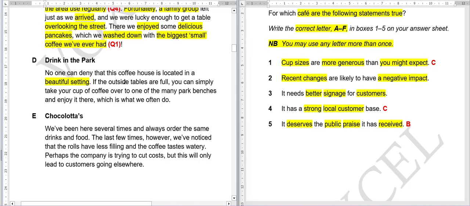So let's say if the tables outside this particular cafe are full, you can go to the park, obviously near the cafe, and there are a lot of benches there, and you can enjoy your cup of coffee there. That is what this reviewer often does. So again, you have some time, tell me the answer, and time starts now.